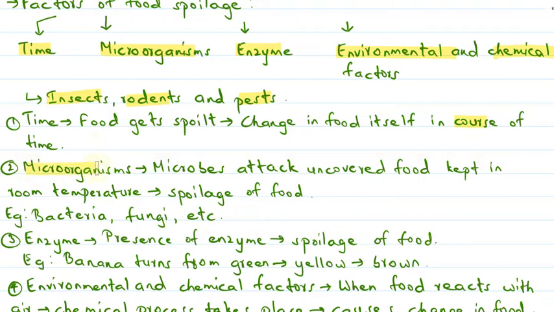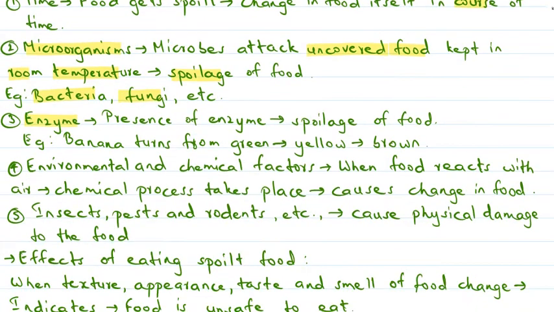Then, how can microorganisms spoil food? Microbes usually are organisms that grow best at room temperature. So microbes can attack uncovered food that is kept at room temperature, leading to the spoilage of food. We have seen examples of microorganisms like bacteria, fungi, etc. Then the next factor for food spoilage was enzymes. Enzymes can also be called biological catalysts, so the presence of enzymes can cause spoilage of food.